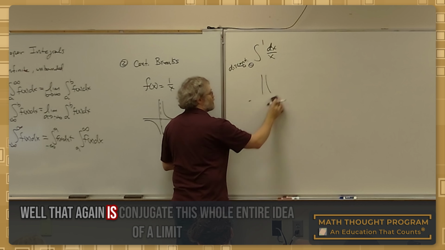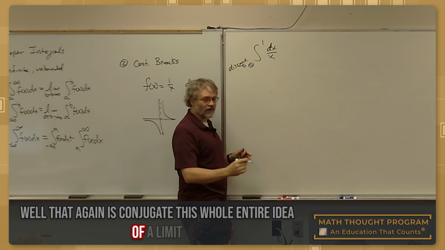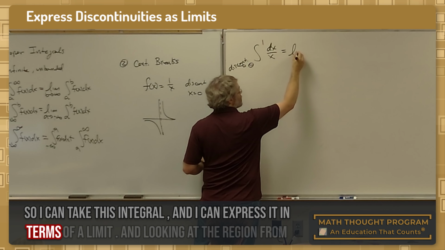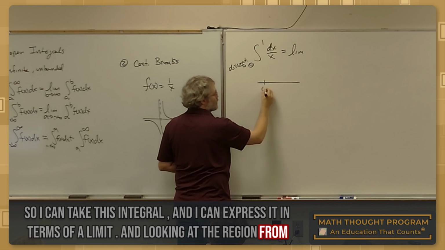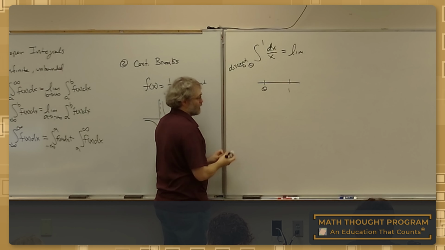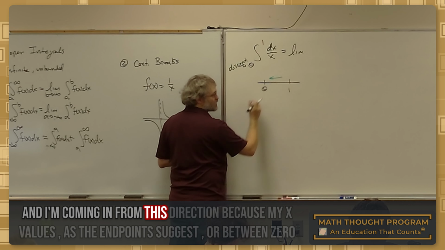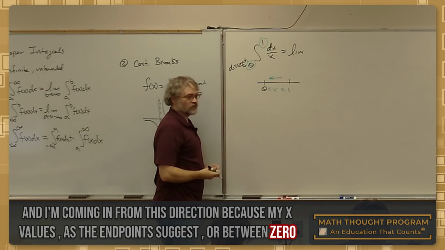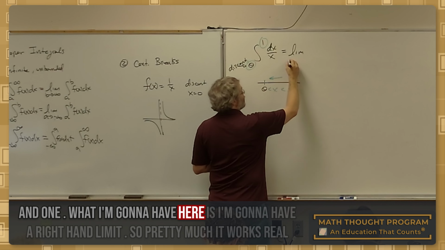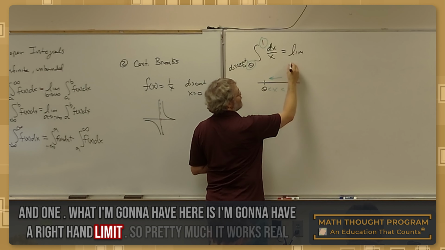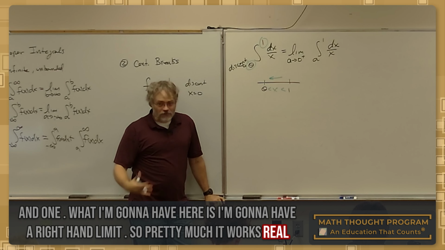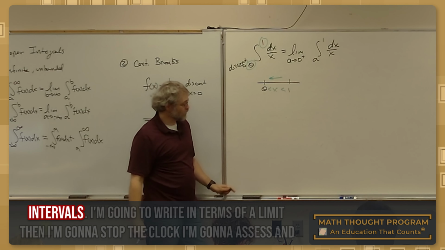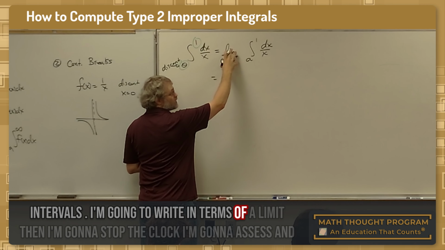Well, that again is conjuring up this whole entire idea of a limit. So I can take this integral and I can express it in terms of a limit. And looking at the region from 0 to 1, I'm coming in from this direction because my x values, as the endpoints suggest, are between 0 and 1. What I'm going to have here is a right-hand limit. So pretty much it works real similar to what we did for what's called a type 1, looking at an unbounded region for improper integrals. I'm going to write in terms of a limit.